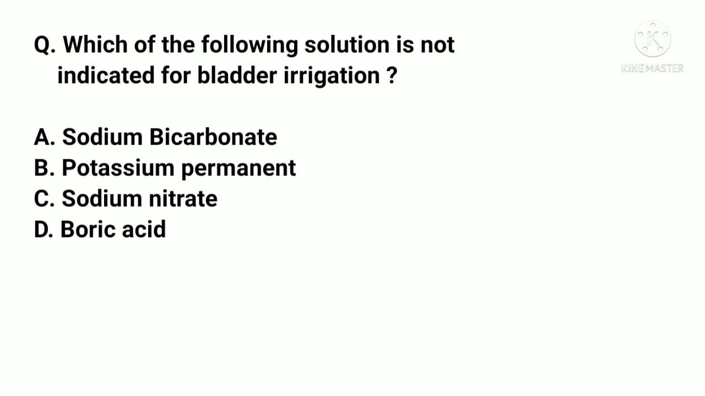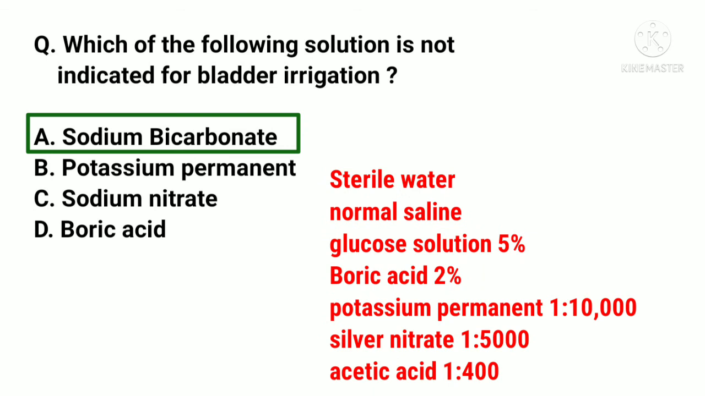Which of the following solutions is not indicated for bladder irrigation? A. Sodium bicarbonate, B. potassium permanganate, C. silver nitrate, D. boric acid. And the correct answer is A. Sodium bicarbonate. We can use the following solutions for bladder irrigation: sterile water, normal saline, glucose solution 5%, boric acid 2%, potassium permanganate 1:10,000, silver nitrate 1:5,000 and acetic acid 1:400.